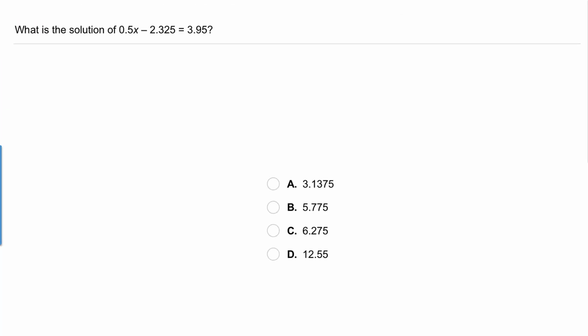Your turn. What is the solution of 0.5x minus 2.325 equals 3.95?